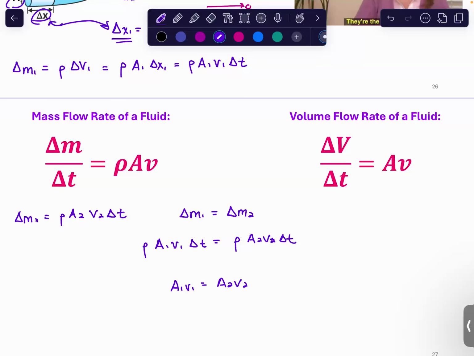You also have these two equations that you can use to solve problems. Mass flow rate of a fluid, delta M over delta T, is rho AV. Volume flow rate of a fluid, delta V over delta T, equals A times V. So these are also very helpful in problem solving.